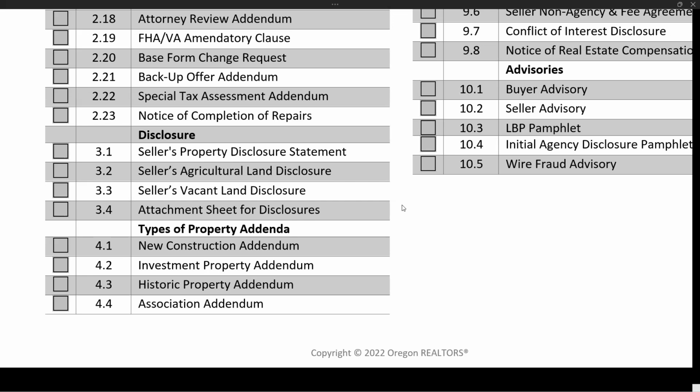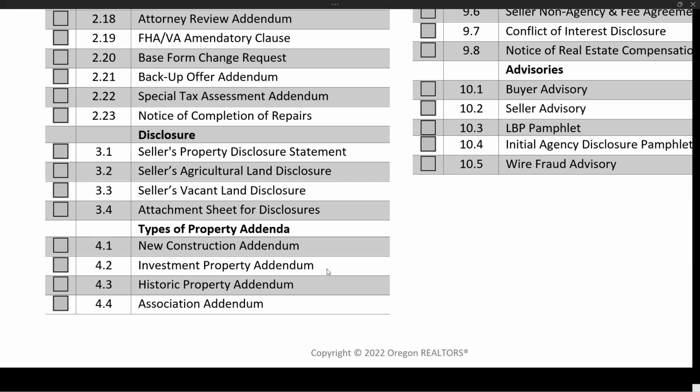The fours are the types of property addendums. These are, for lack of a better description, large, impactful addendums, more impactful than some of the other addendums in the twos category. For example, a new construction addendum modifies the offer significantly and adds protections for home buyers. It adds protections for liens. It creates additional disclosure requirements, and it provides additional protections and inspection rights for the parties in these new construction contexts. If you have a new construction, you would add this addendum to the underlying purchase and sale agreement.